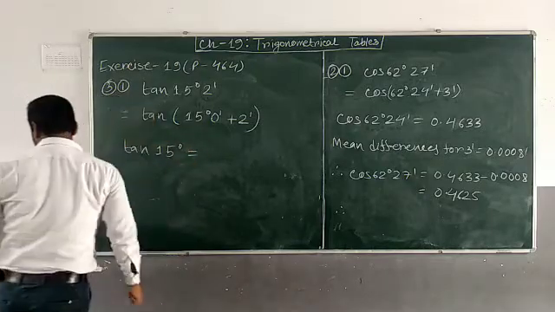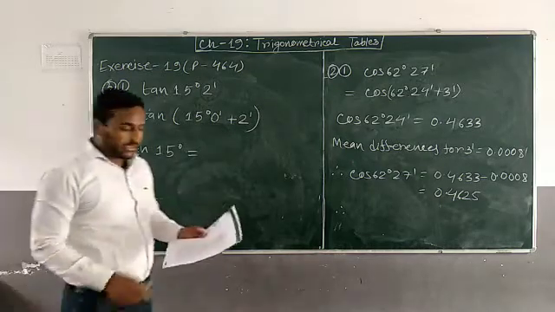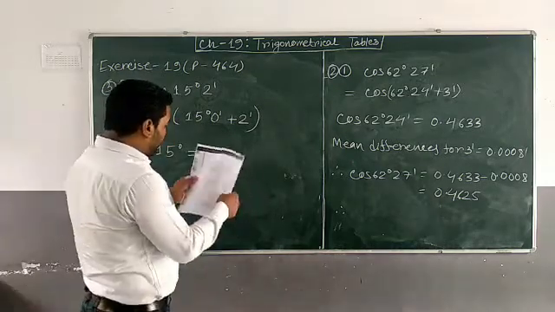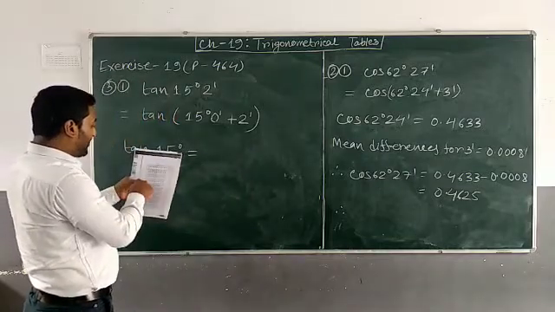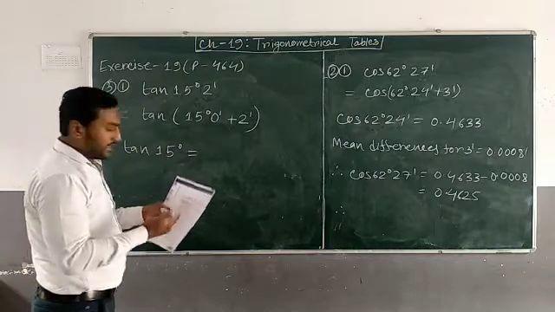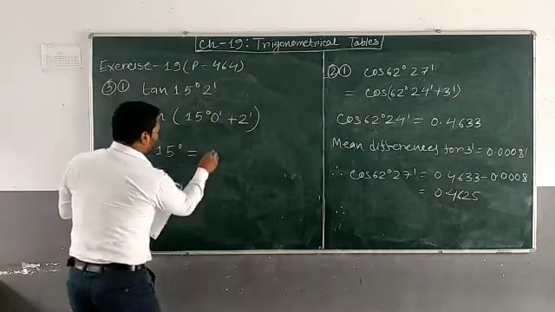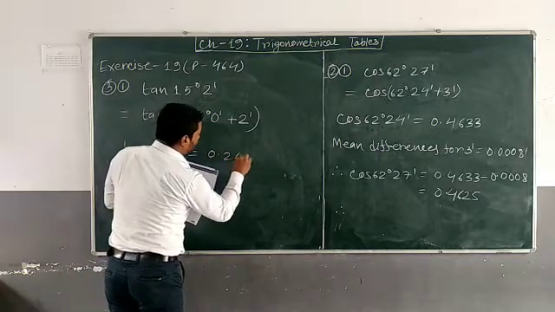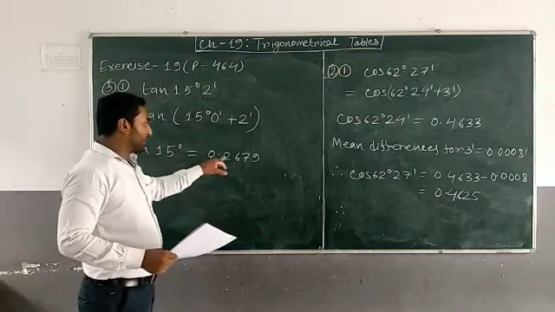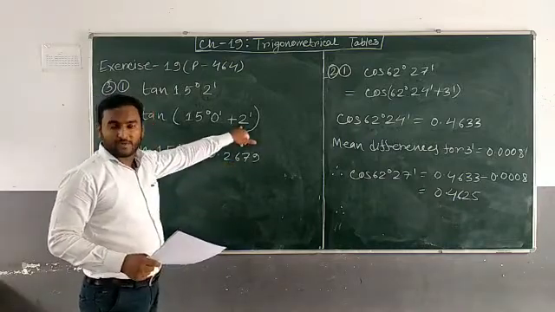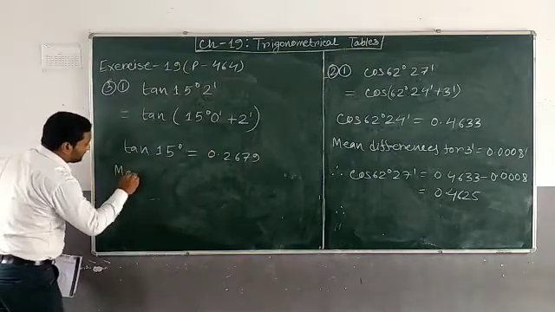See the natural tangent table. See the extreme left 15 degree, and the 0 minutes column. The 0 minutes column means exactly 15 degree. So for 15 degree it is 0.2679. So tan 15 degree equals 0.2679. Now the mean difference that is left is for 2 minutes.